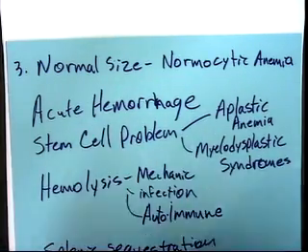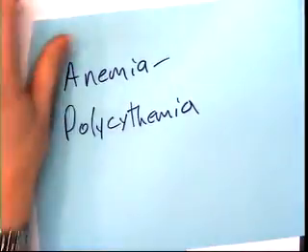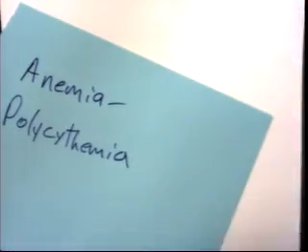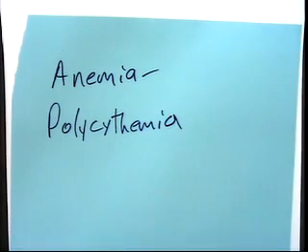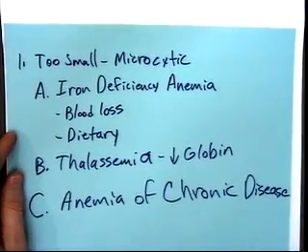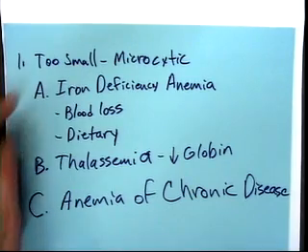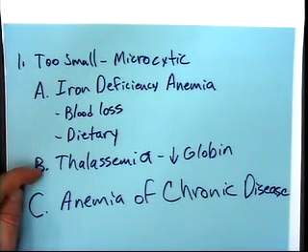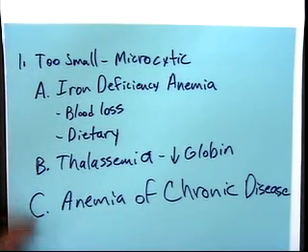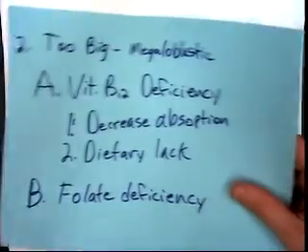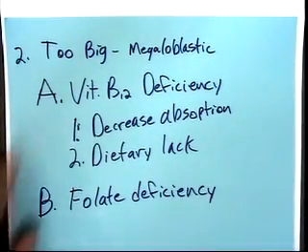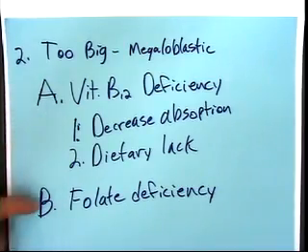So just a quick review of what we talked about. Anemia, there are three big categories. Number one, too small. That is caused by decreased production of hemoglobin, usually caused by iron deficiency, thalassemia, or anemia of chronic disease. They can be too big, where you're lacking either vitamin B12 or folate.